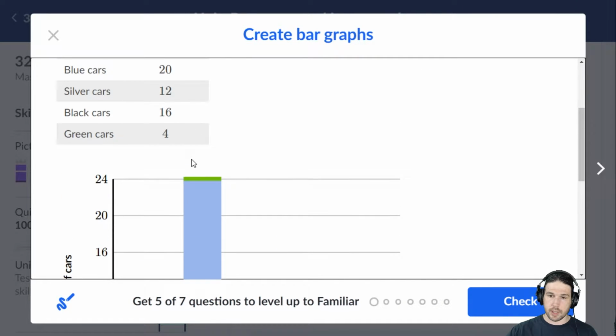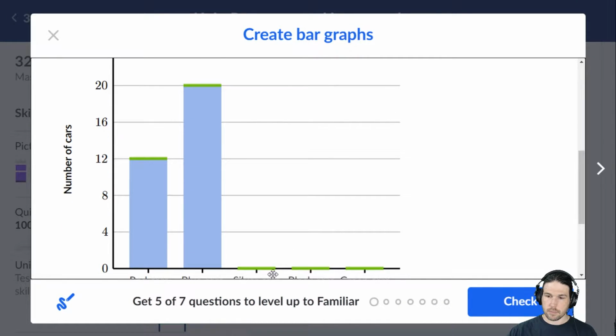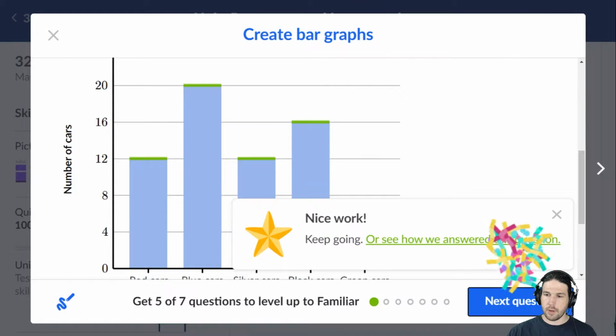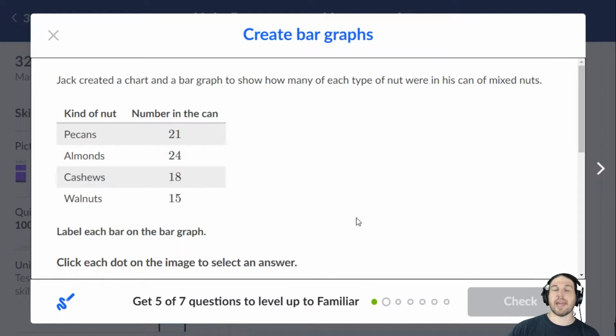Blue goes up to 20, then 12, then 16, then 4. Boom. Making bar graphs, nice and easy, especially on the computer. It's a little bit more time consuming when you have to do it on paper.